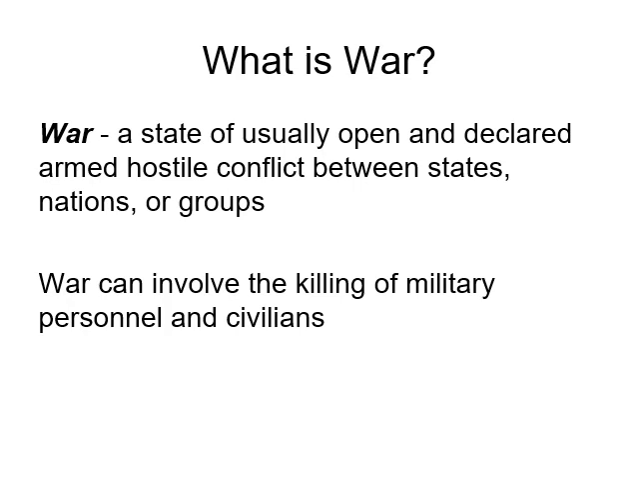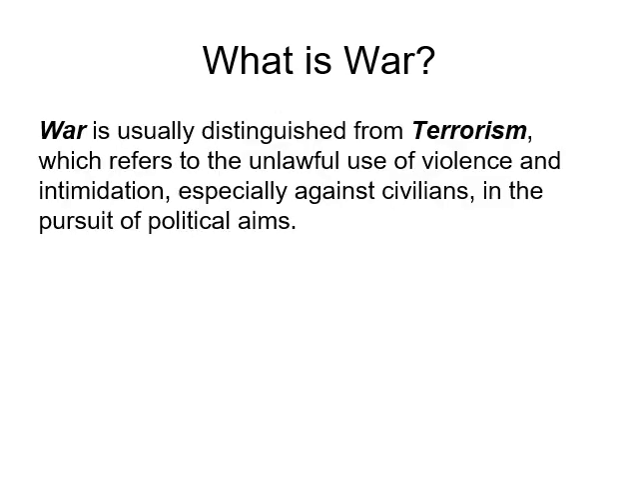So this is what we might call a traditional understanding of war as an open, declared confrontation between organized political bodies or groups. And war is usually distinguished from terrorism, which refers to the unlawful use of violence and intimidation, especially against civilians, in the pursuit of political aims. So whereas war is what we might refer to as lawful, open, and declared conflict, terrorism is the unlawful use of violence for usually some kind of political aim.